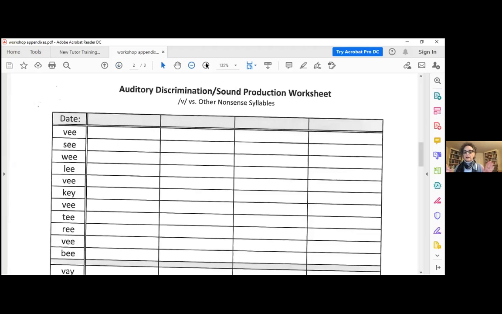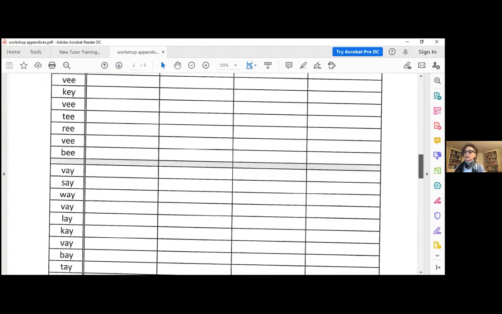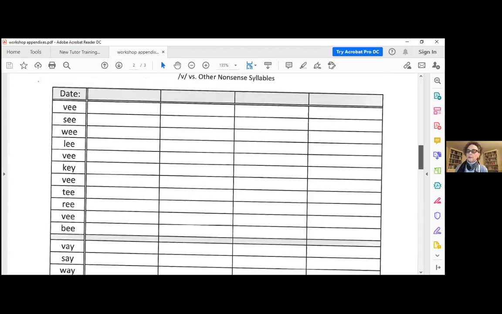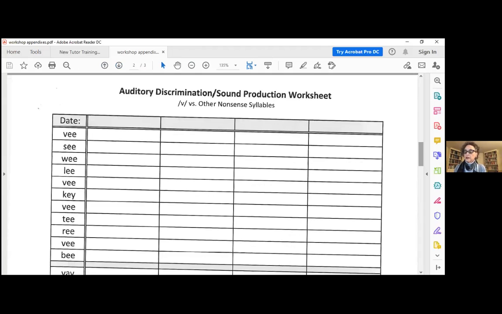And let's say that's enough for your first lesson on pronunciation. Send your student home, and when they come back the next week, do another round of these. And if they're doing well, then you can add V at the beginning of words. This is all on your worksheet.